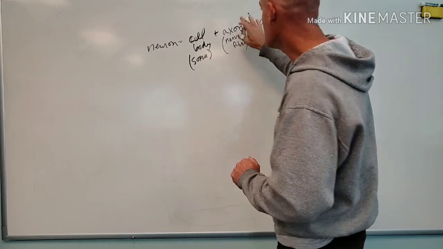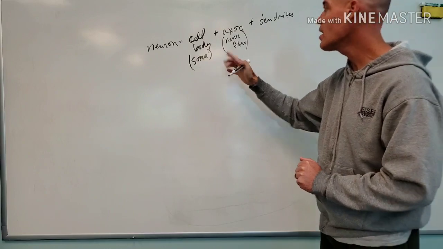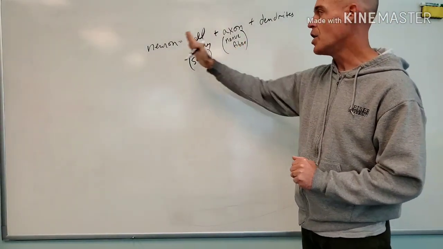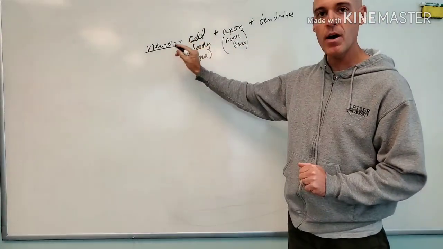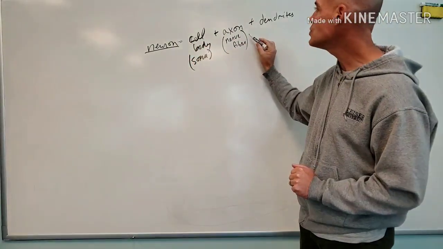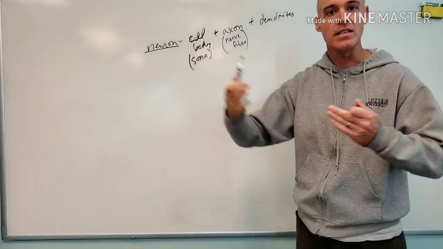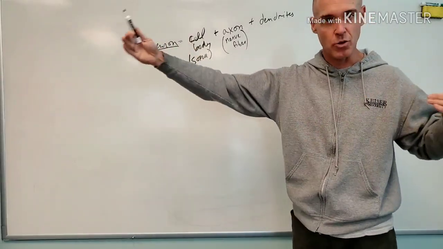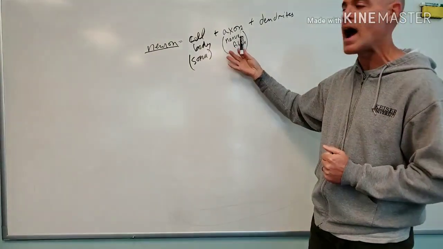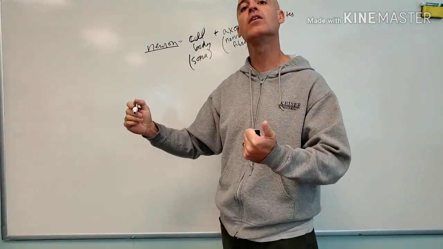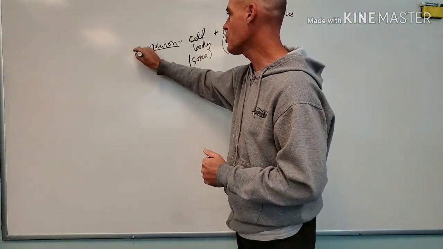Now the key thing, and this is really part of the key thing of a neuron in general, is that it has this axon. The job of the neuron is to send signals, electrical signals, which of course get sent down the nerve fiber or axon. That is the key function of a neuron.